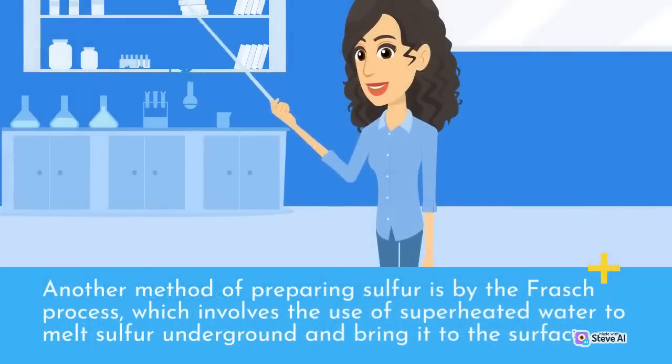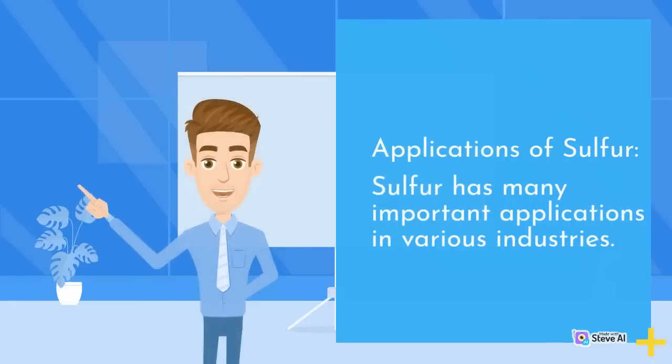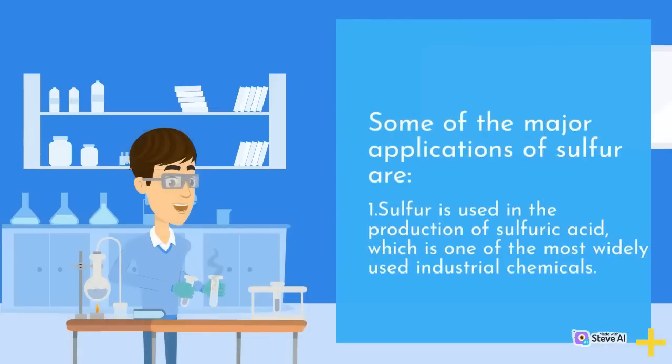Another method of preparing sulfur is by the Frasch process, which involves the use of superheated water to melt sulfur underground and bring it to the surface. Applications of sulfur. Sulfur has many important applications in various industries. Some of the major applications of sulfur are: 1.